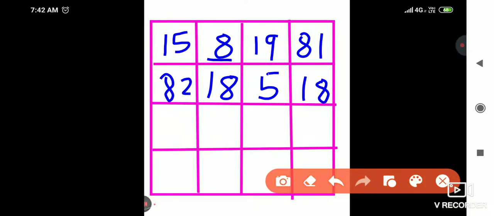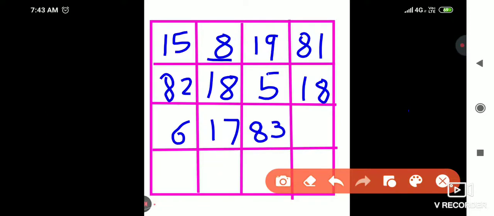Next, in the third row, I have to do month minus 2. My month is the 8th month, so 8 minus 2 is 6. Now in the second box I have to write date plus 2. 15 plus 2 is 17. Now in the third box I have to write year plus 2. My year is 81, and 81 plus 2 is 83.